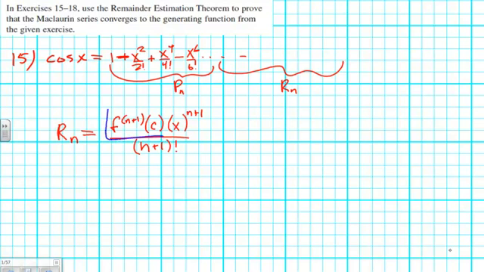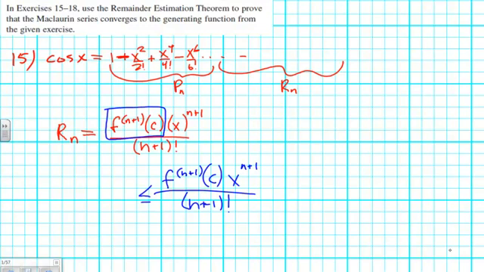Well, we know that this function, this n plus 1 derivative, is bounded. It doesn't get any bigger than 1. It doesn't get any smaller than negative 1. So really, whatever this expression is, and I didn't do this in class this way, but I think it's appropriate, this expression is sandwiched between negative x to the n plus 1 over n plus 1 factorial, and positive x to the n plus 1 over n plus 1 factorial.